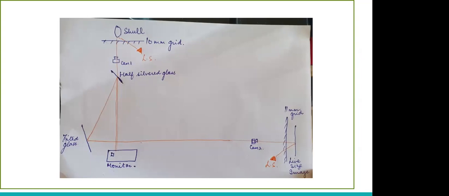So if the grids align, that means both of these subjects are in the same plane. So the next question is why there is a 10 mm grid in front of the skull and an 11 mm grid in front of the image.